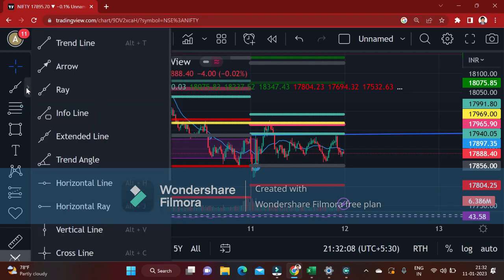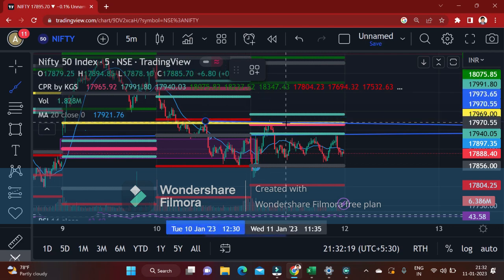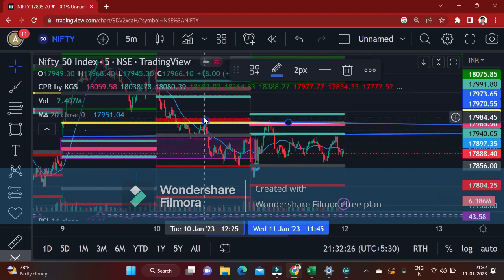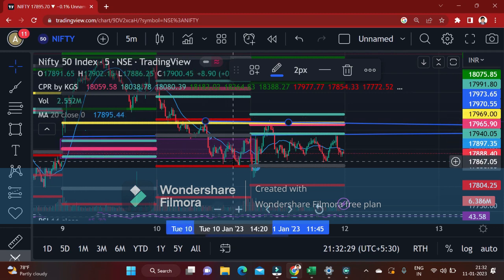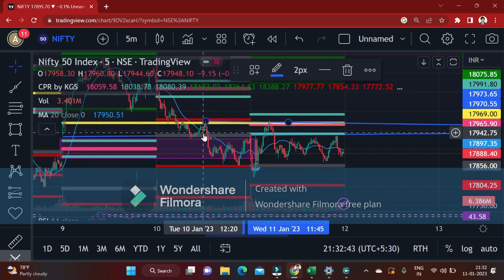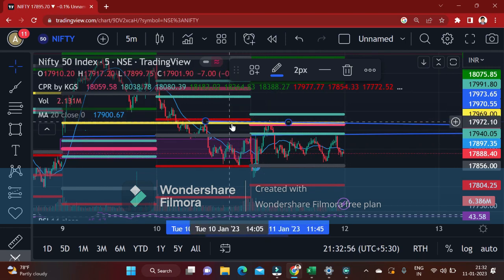one supply zone is there. I'll mark that also now. Here, this one. Supply by origin, it is a supply. Why? From here it moved downward so fast. So whenever from an area it moves down so fast, it is a supply zone. Okay, chances are FII had sold the option here. So there is a chance of getting a reversal from here.